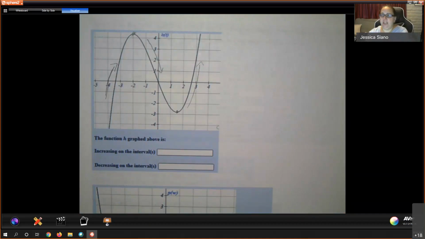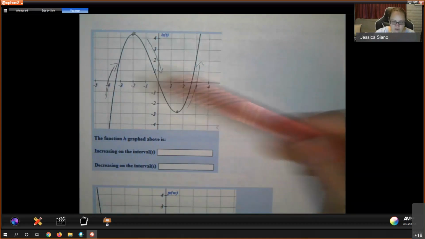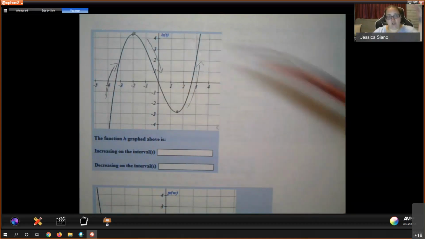So if the average rate of change is positive, meaning it's sloping up, then you're increasing. And if the average rate of change is negative, meaning you're sloping down, then it's decreasing.